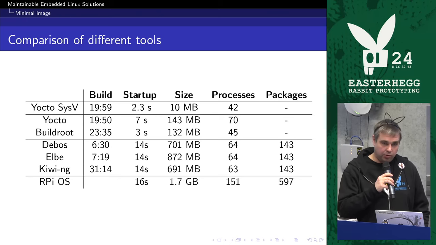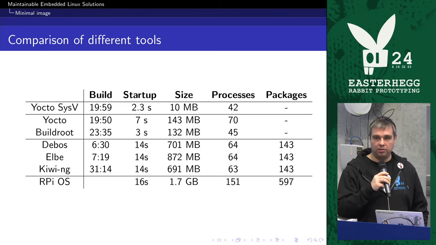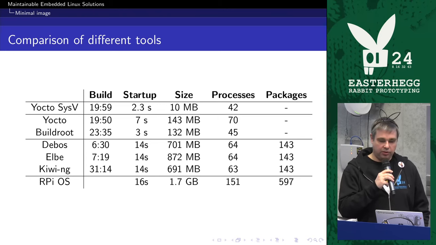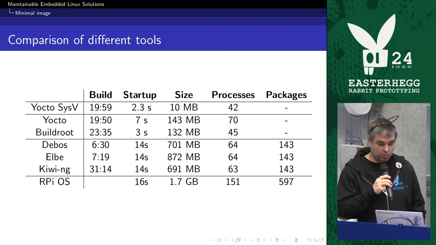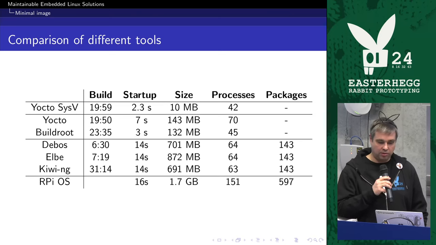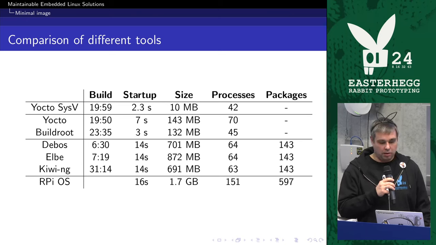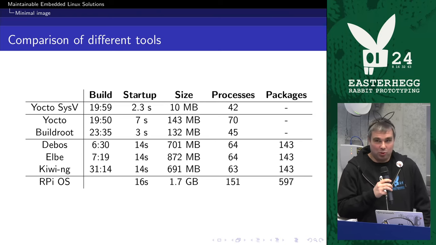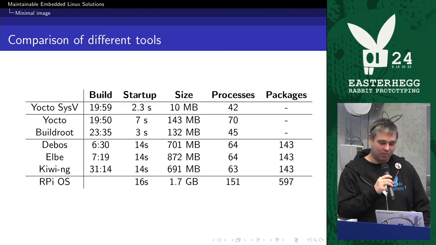Okay, then from a processes point of view, which is, from my point of view at least, a valid measure also with respect to security and attack surface, you can see the smallest number of running processes in the image has Yocto with sysvinit. Then Buildroot seems to have some other systemd configuration than we had before, so it's only 45 running processes. For Yocto with systemd and also for the Debian systemd packages, we have around 70 services or 65. And Raspberry Pi OS comes with quite some bloat from an embedded point of view and runs out of the box more than 150 services.